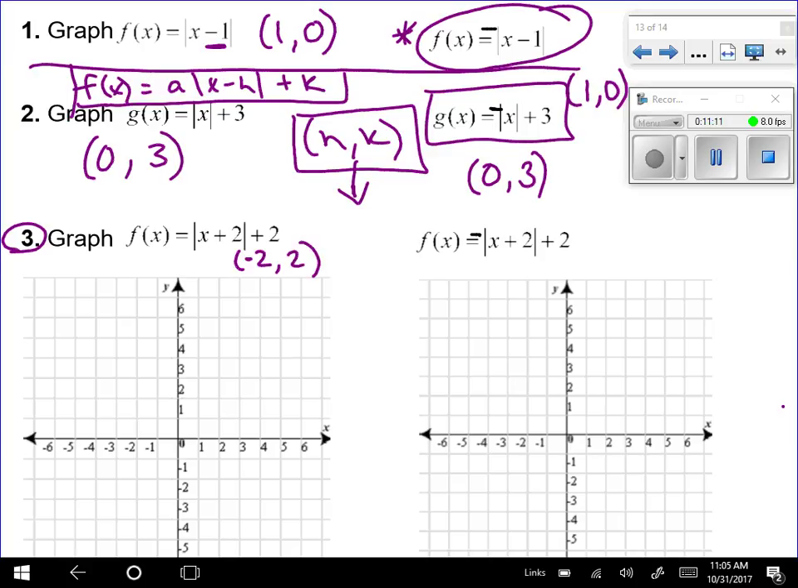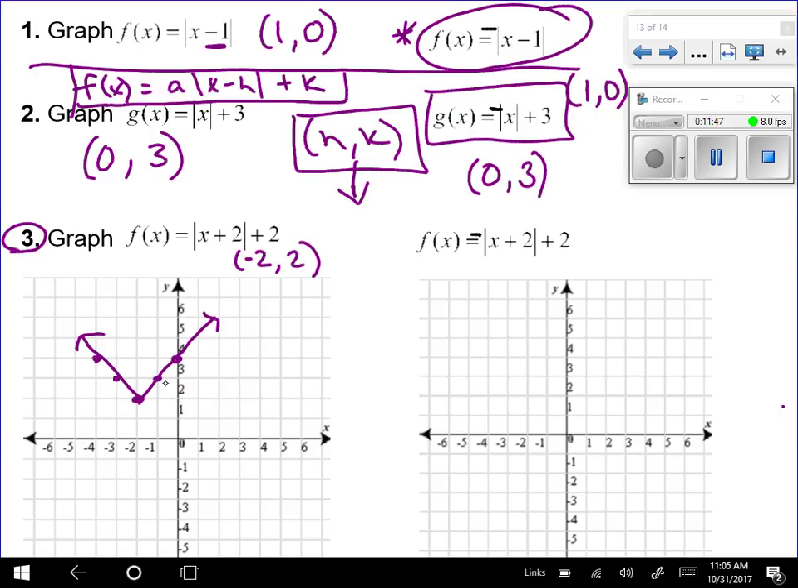So our vertex should be at negative 2, 2, based on the fact that h, k is our vertex. This moves it horizontally, this moves it vertically. So I'm going to go to the left 2, up 2. This is my vertex. Now, the a is positive, so I'm going to be heading up, and a is 1, so I'm just going up by 1. So over 1, up 1, over 1, up 1, over 1, up 1, over 1, up 1. Okay, so my graph should look like that.